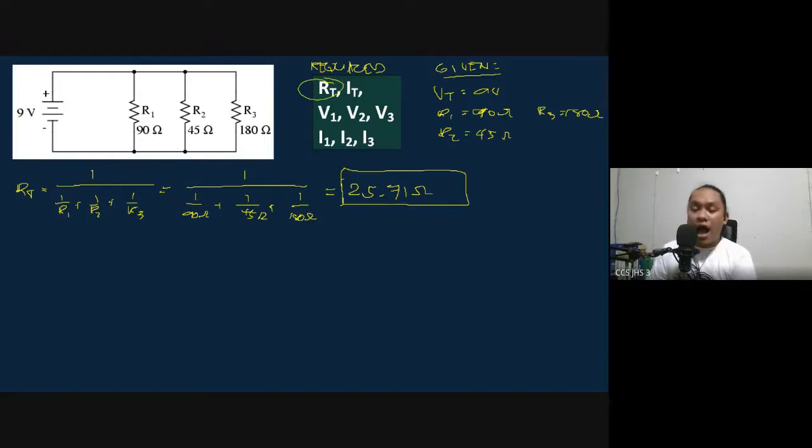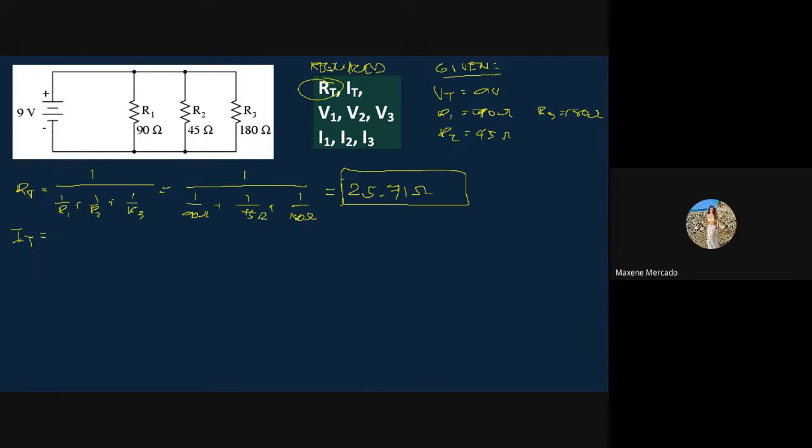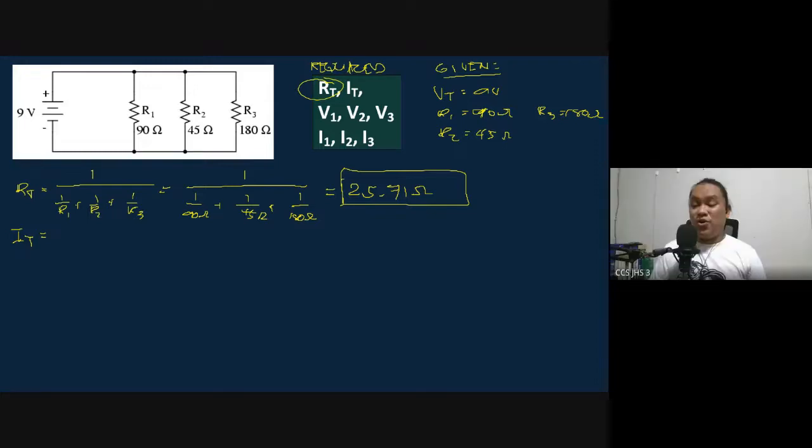After that, what parameter can we solve next? I sub t, sir. I sub t. Okay. What formula are we going to use, Maxine? V T over R T, sir. Okay. Before we use that formula, let us check if we can use the formula that was given for the parallel circuit.